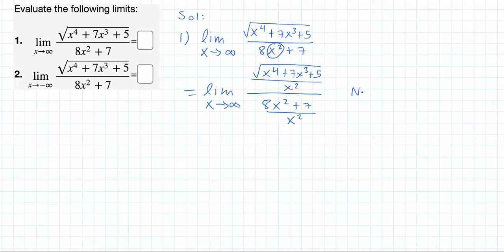Now, note, a square root of x to the 4 power is the same as a square root of x squared squared, same as absolute value of x squared. And since this is always positive, regardless of the value of x, positive or negative, this is just x squared, right? Let's write here, positive. Okay, great. So now, next, I will continue doing the algebra here.